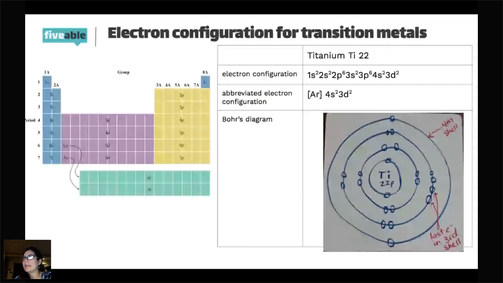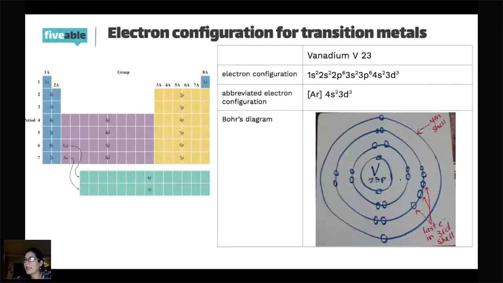And again, the last 2 electrons from the electron configuration would be on the third shell. If we do the same with the next transition element, we follow the same pattern. And we go on, and the last electrons are on an inner third shell.